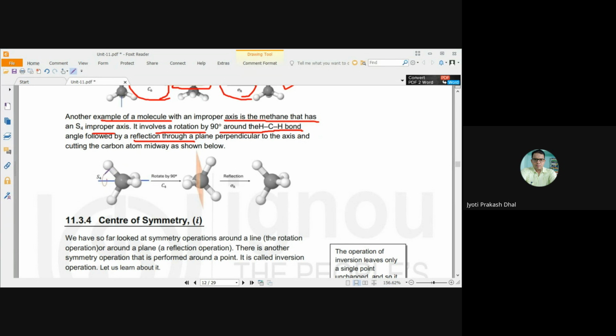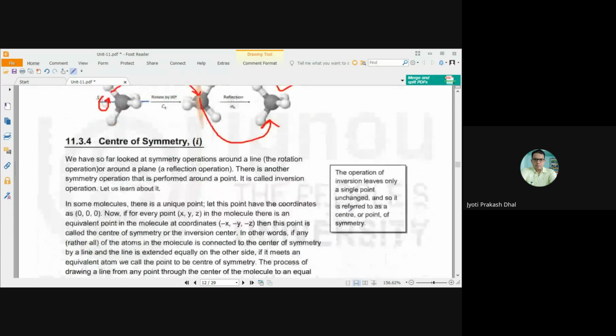So you can see rotation of this molecule by 90 degrees. In the first step, rotation of the molecule by 90 degrees will give this type of structure, and after that we do the reflection operation, that is sigma h, so that we get the identical structure. That type of operation is called an S4 improper axis.